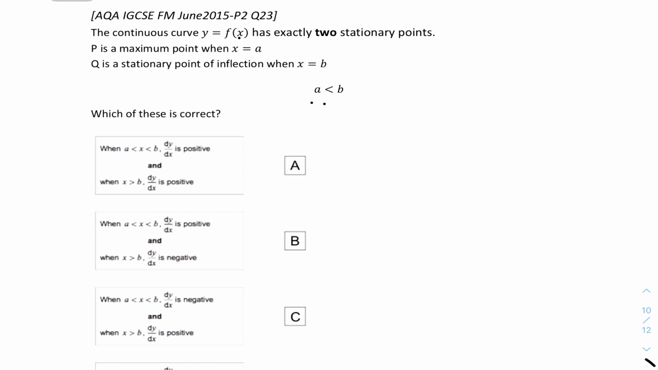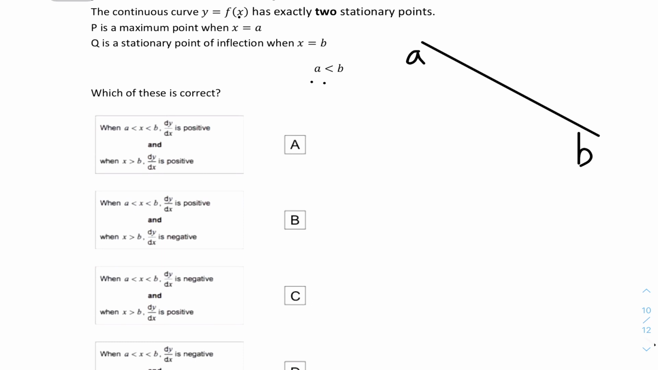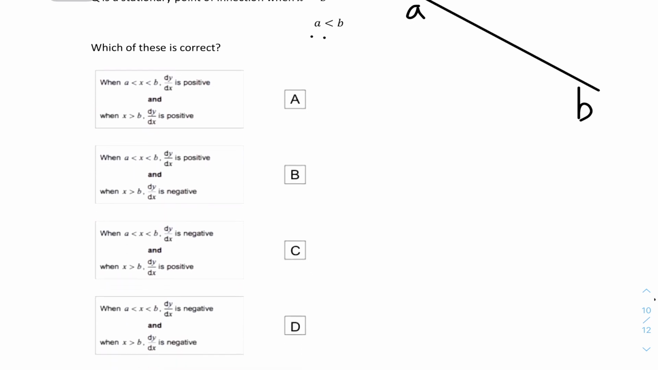So you would naturally think that it'll be like a downward graph, right? Because a is a maximum point, I'll just draw it like a line, but it'll be like a curve. So a is a maximum point, and after a, it'll go down because b is beyond a. So let's say b is here, right? So let's just look at some of the responses.